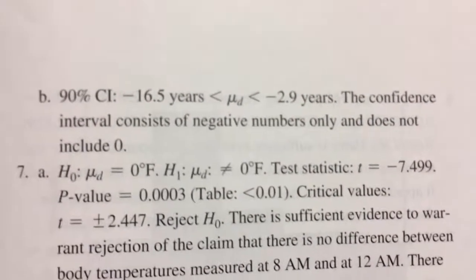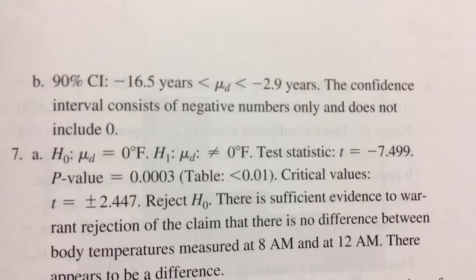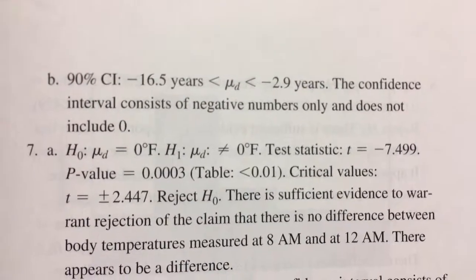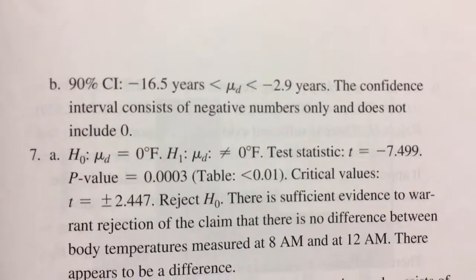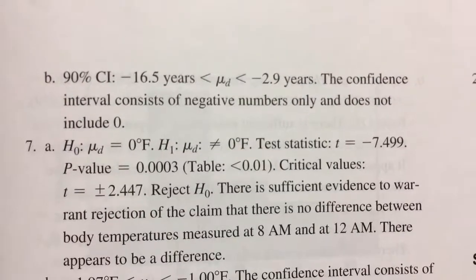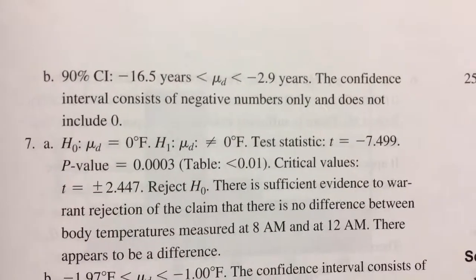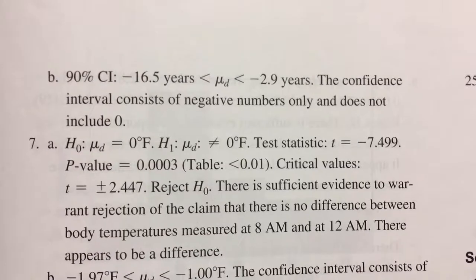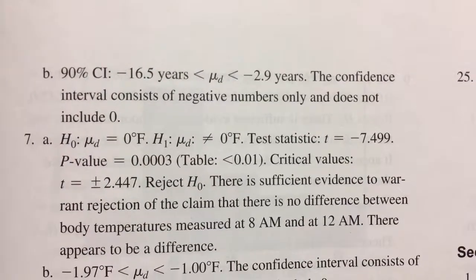The confidence interval consists of negative numbers only and does not include 0. Therefore, we agree that the difference is real, and the mean is less than 0.